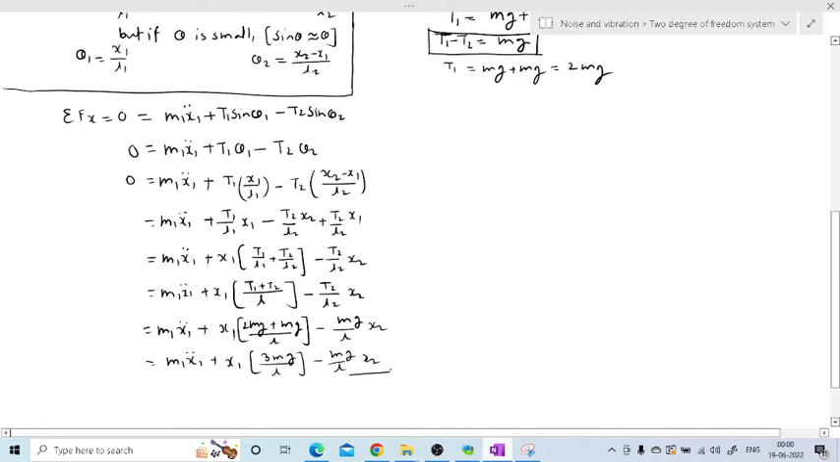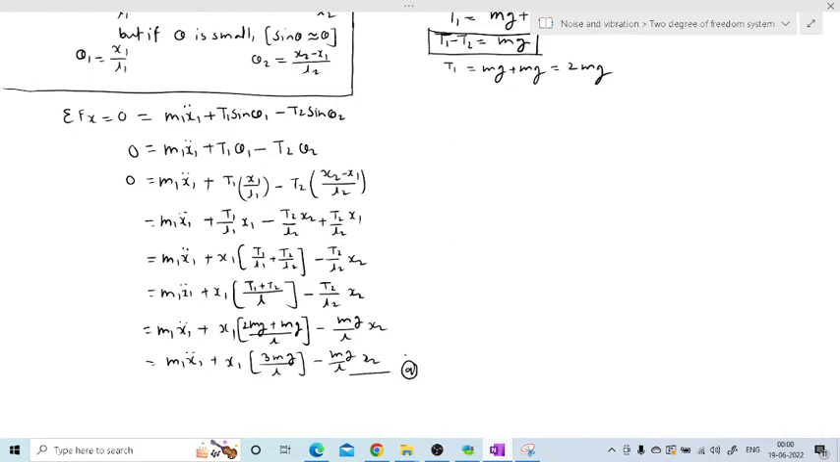So this will be equation number A, and this equation we got from the relation.